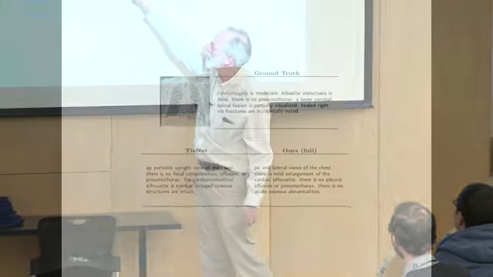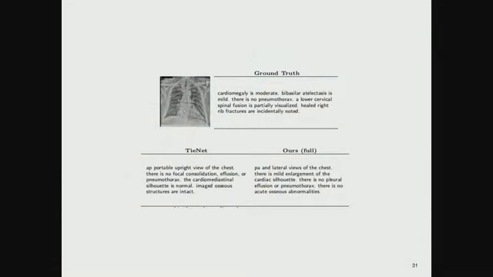So there was a previous program done by others called TyNet, which generates the following report. It says AP portable upright view of the chest. There's no focal consolidation, effusion or pneumothorax. The cardiomediastinal silhouette is normal. Imaged osseous structures are intact.